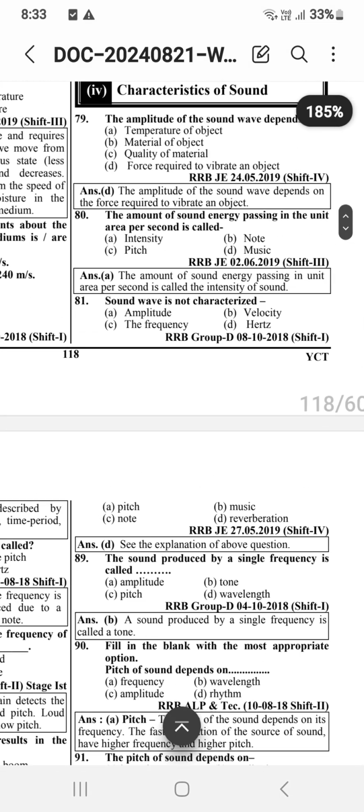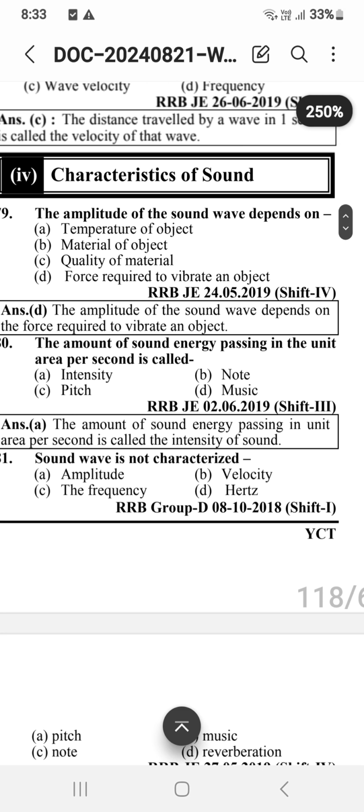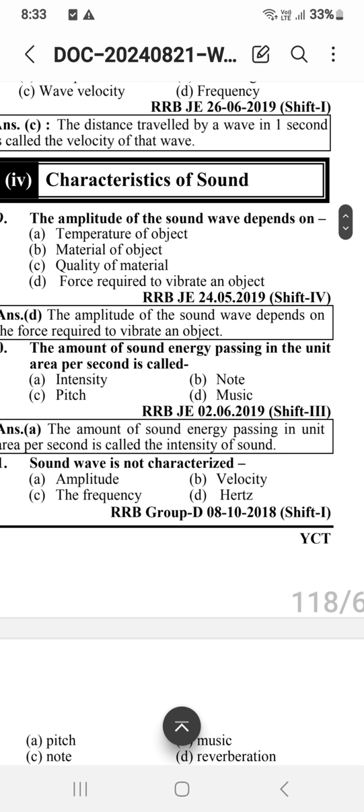Characteristics of the sound. The amplitude of the sound waves depends on the force required to vibrate an object. The amount of the sound energy passing in the unit area per second is called intensity.